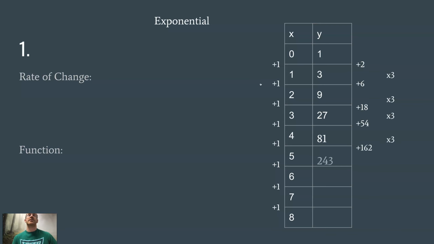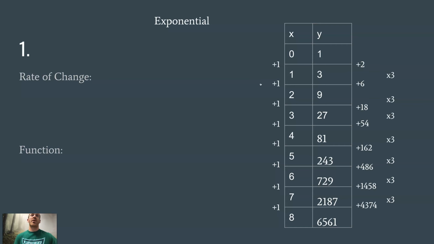Add that to 81, 243. Now I have to multiply 162 by 3, which gives me 486. Add that to 243, now I'm up to 729. Multiply 486 by 3, that gives me 1458. Add those two things together, 2187. Multiply that by 3, 4374. Add that to 2187, and we get to 6561. So there you go. There's an example of an exponential function.